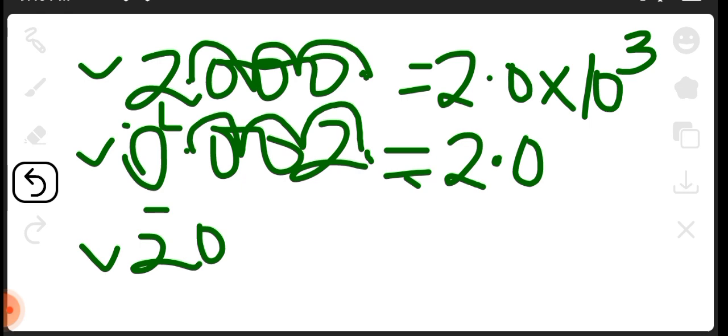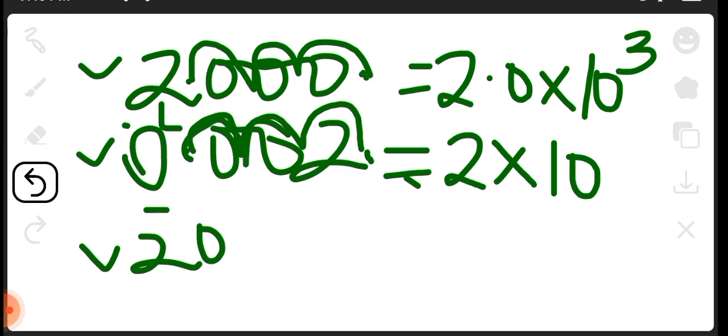Even though you don't want to put 0, you can just still put 2. There's no problem. Just say 2 times 10 raised to power. How many times did you move this decimal point forward? Move it 1, 2, 3 times. Not backward now, but forward. If you move it forward, you now use this 10 raised to power.